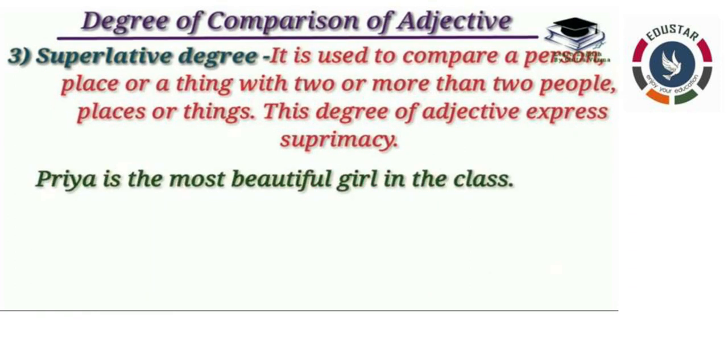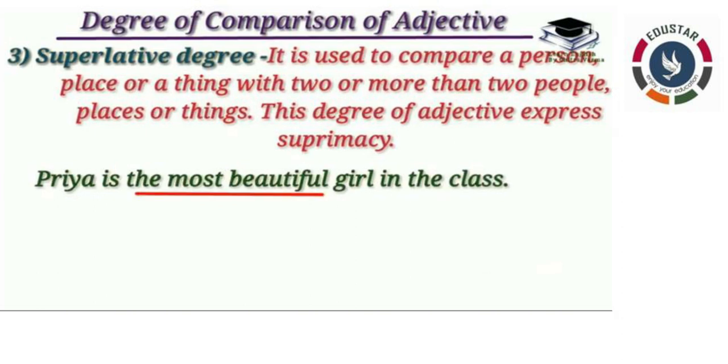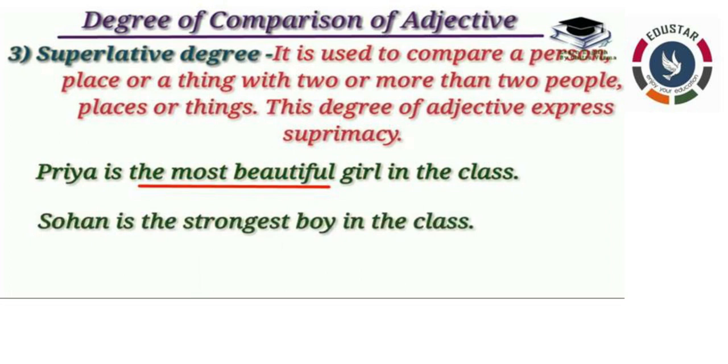Your first example is Priya is the most beautiful girl in the class. Here, Priya is the most beautiful girl in the class. So, Priya is compared with the whole class. So, the most beautiful is the superlative form. Can you understand?